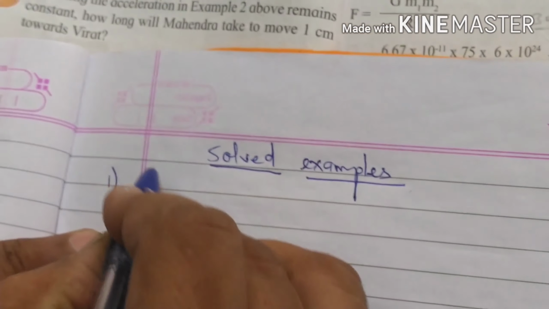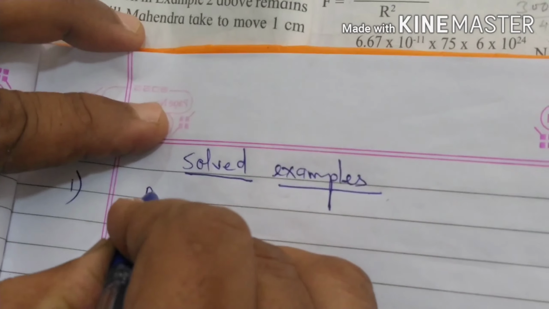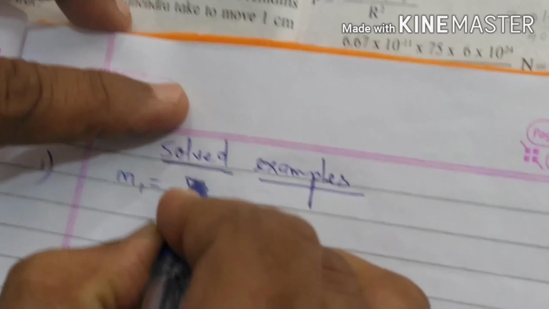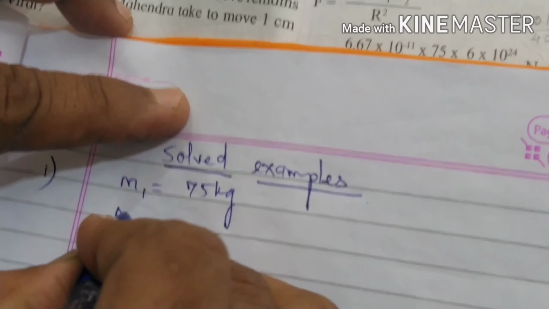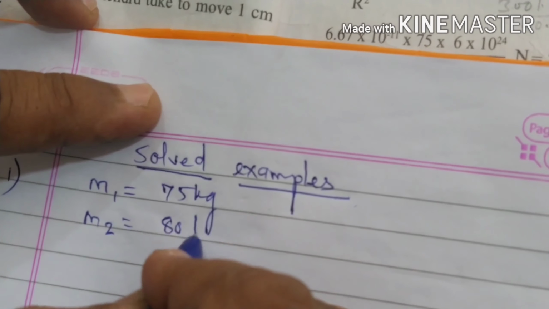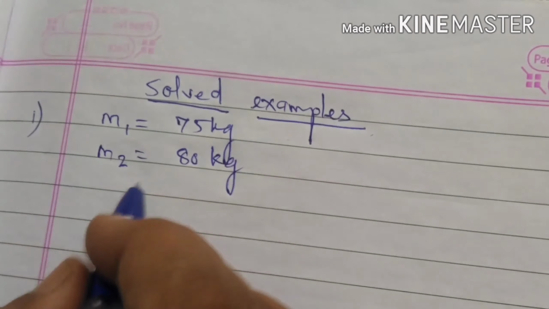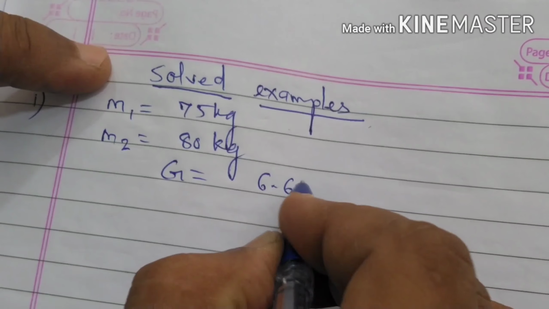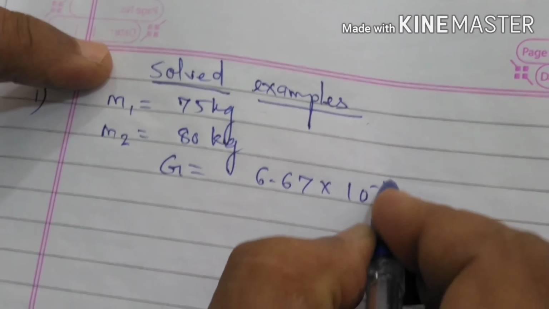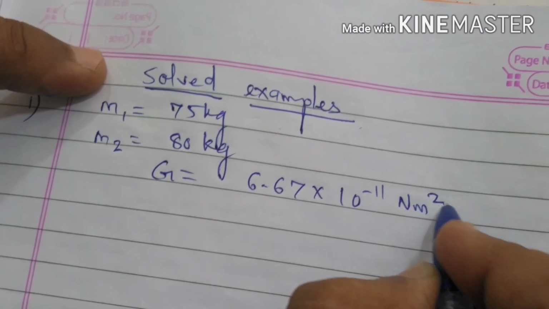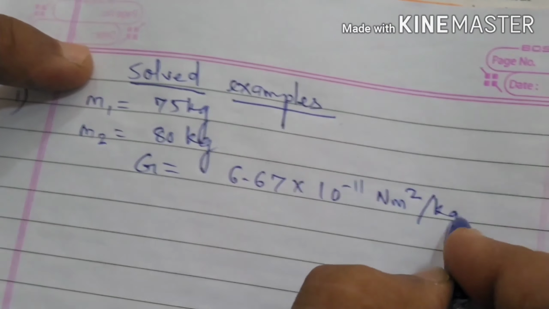Now consider Mahendra's mass to be m1. What is that? 75 kg. Then Virat's mass m2, that is 80 kg. Now as we know, the gravitational constant G is 6.67 into 10 raised to minus 11 Nm² upon kg².